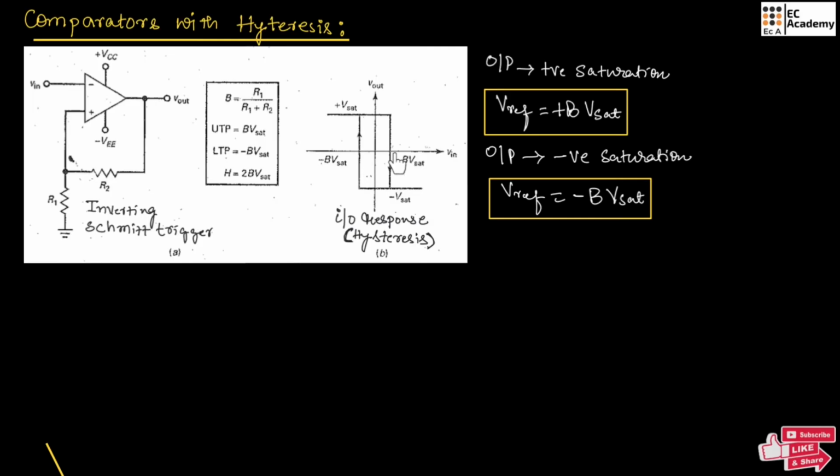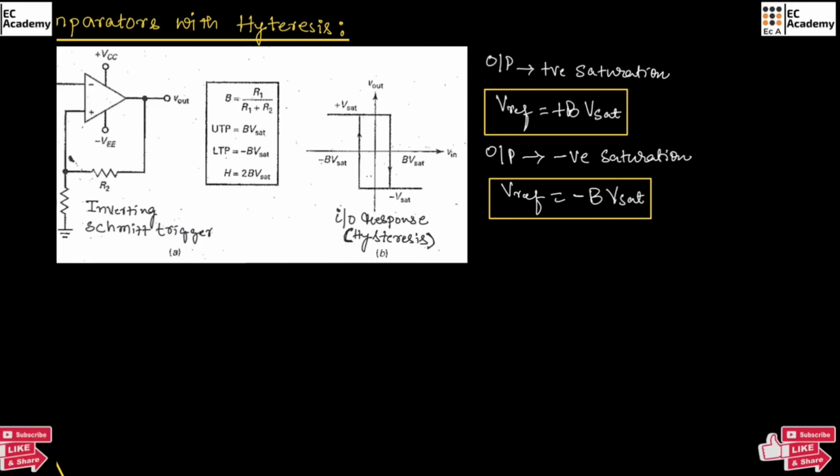From this figure, we can understand that we are having two trip points where the output state changes. The upper trip point can be given as B V saturation and the lower trip point can be given as -B V saturation. The difference between the upper trip point and lower trip point will give us the hysteresis. So this hysteresis can be given as H = 2B V saturation.